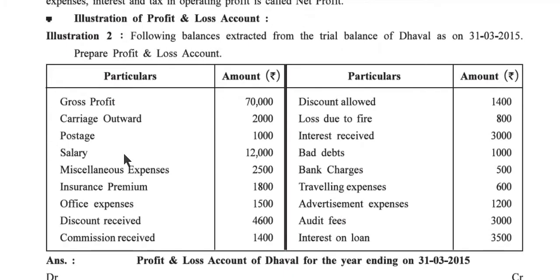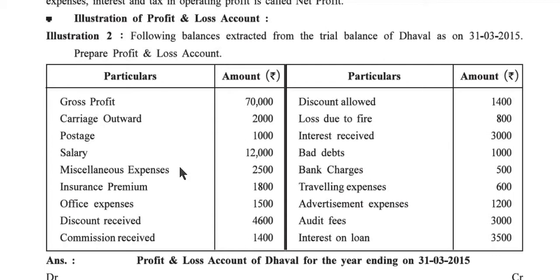Carriage outward, postage, salary, these are all expenses, and we know that the profit and loss account is a nominal account. So all the expenses we have to write on the debit side, and all the incomes on the credit side. So gross profit we have to write on the credit side because it is an income. Carriage outward, expense, debit side. Postage, expense, debit side. Salary, expense, debit side. Miscellaneous expense, debit side. Insurance premium, expense, debit side. Office expense, debit side. Discount received, income, credit side.